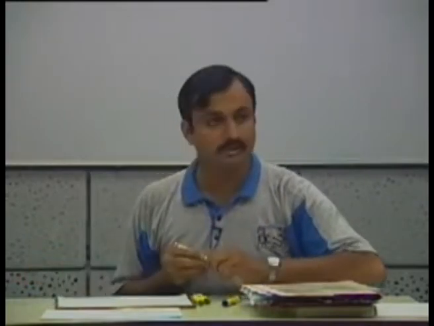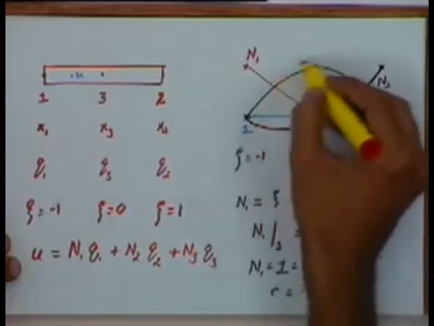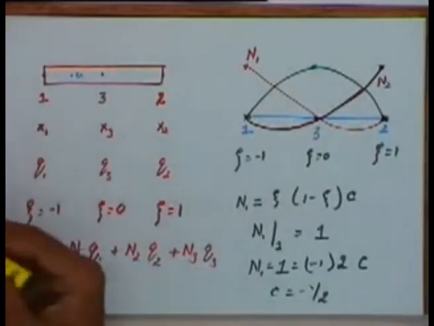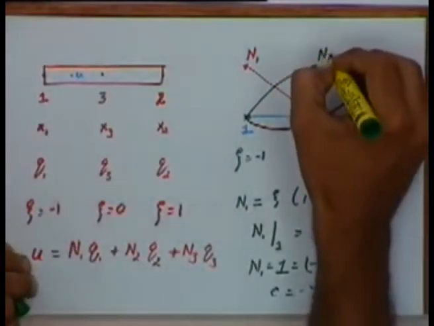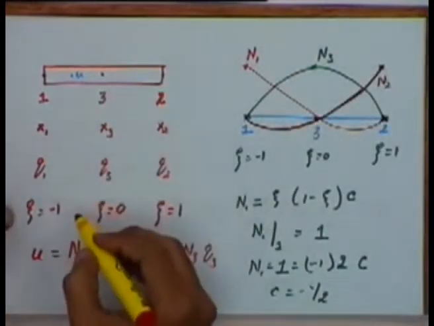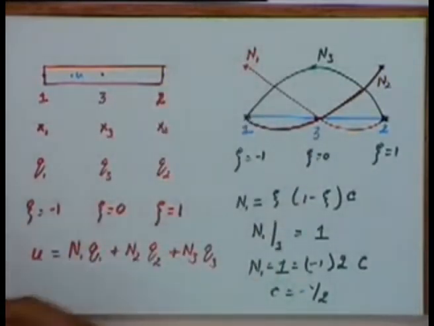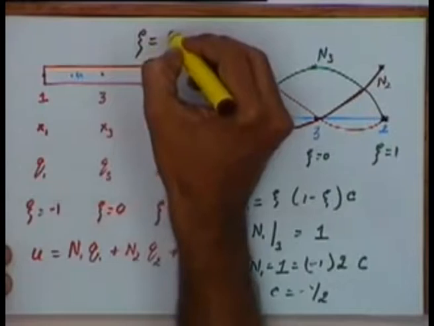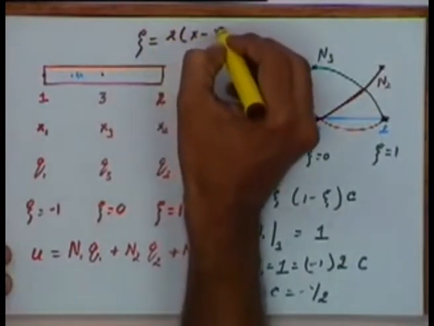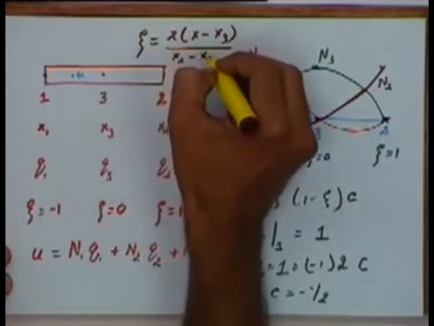If you look at this formulation, we found expressions for N1, N2 and N3. This is N3 in terms of zeta, and zeta in terms of x is given by zeta equal to 2 times x minus x3 divided by x2 minus x1.